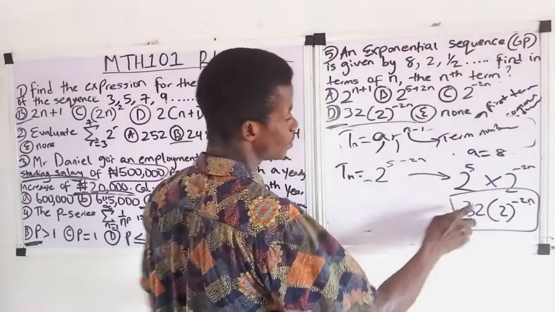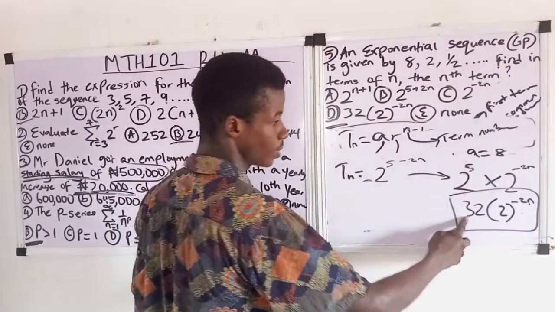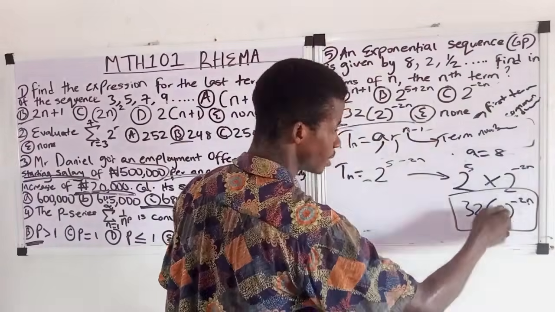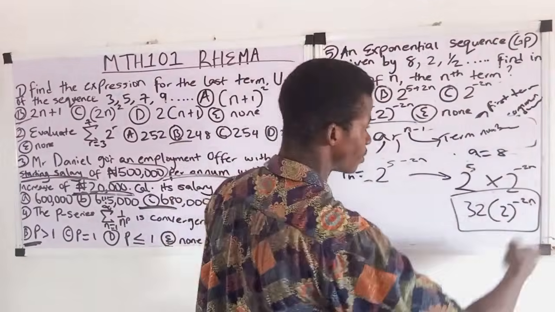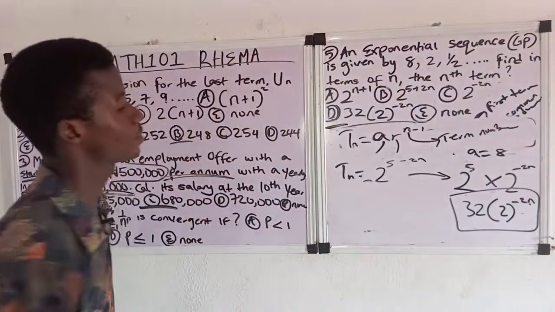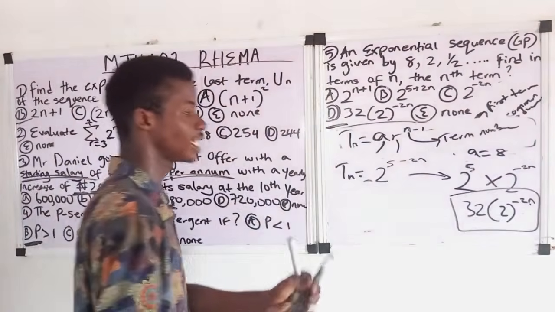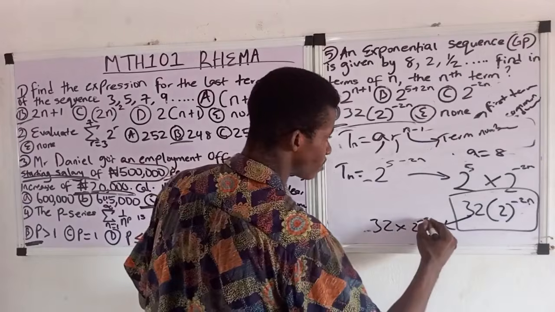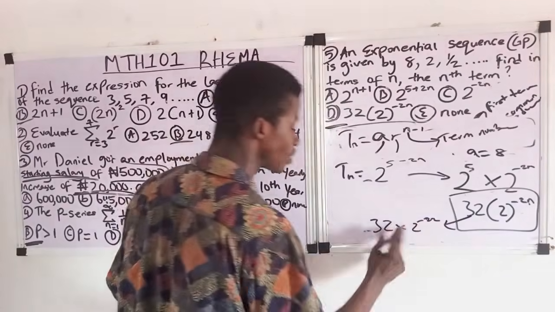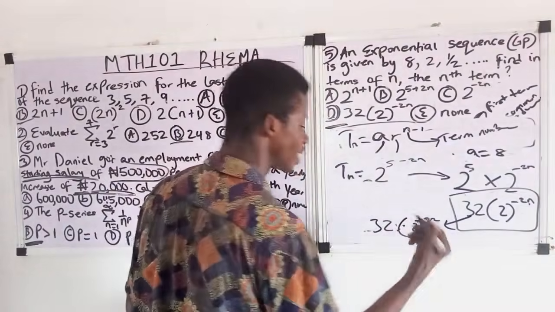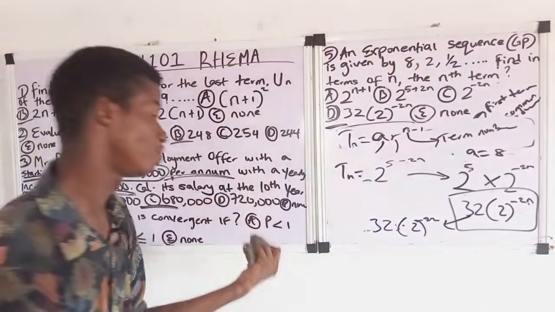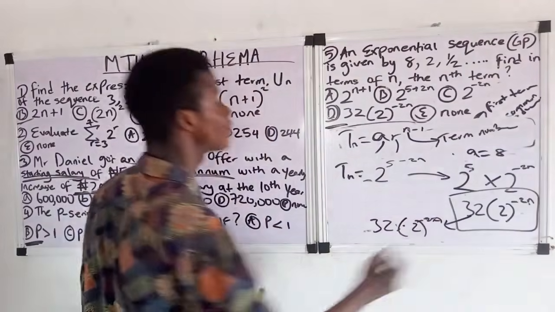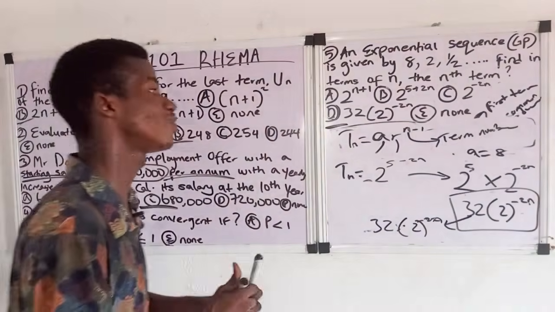Okay, yes. So 2 raised to power 5 is 32. Then bracket open, which means times, right? Bracket close, these two, then raised to power minus 2n, right? Yes, so this is the answer. This one is still the same as 32 times 2 raised to power minus 2n, right? In place of this multiplication, just put a bracket. Bracket means multiplication, right? Yes. So that is just it. This is how to solve this question. The answer is D.